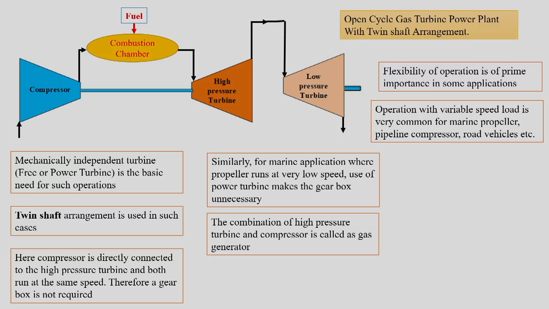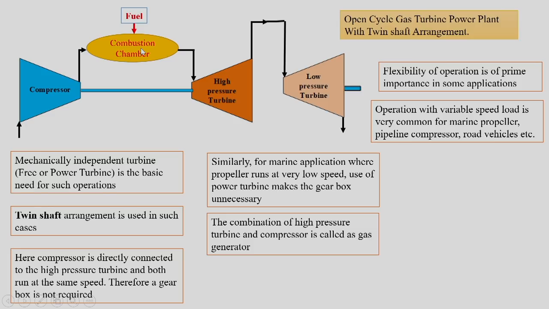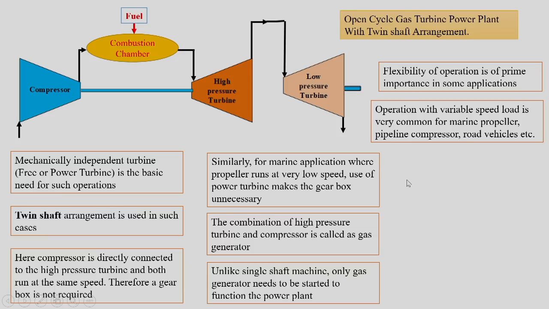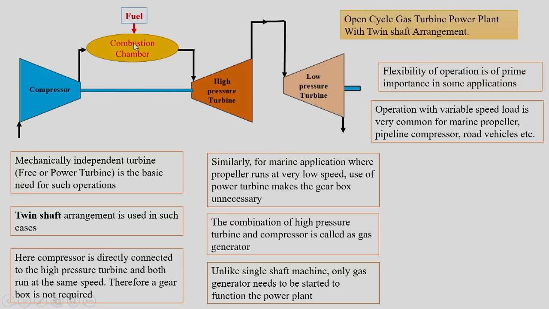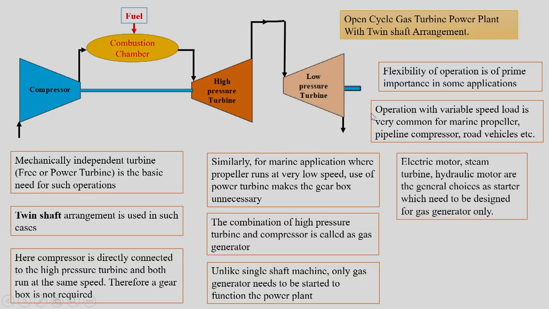We have a boiler or steam generator in a steam power plant, where steam is initially generated and then passed to the steam turbine. Here the same thing exists. We have an arrangement where we want high pressure, high temperature gas, and that gas is generated by an arrangement called the gas generator. So the power turbine runs on a gas generator. That has an advantage. In a single shaft arrangement, we need a starter to run the complete gas turbine power plant. But in this case, with the shaft separate, we need a starter only for the gas generator. We don't need any starter for the power turbine, since it runs on the exhaust of the gas turbine. Electric motor, steam turbine, and hydraulic motor are the general choices for the starter.